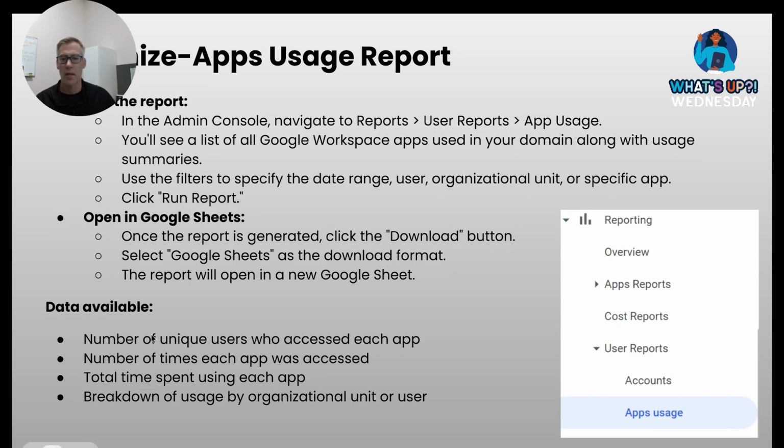And the data available: you could find the number of unique users who accessed each app, the number of times each app was accessed, total time spent using each app, and then the breakdown of usage by organizational unit or user. So if you're taking a look at how much Google Classroom is being utilized at the primary level, grades K, 1, 2, you can take a look at that, and then you can act on that data.